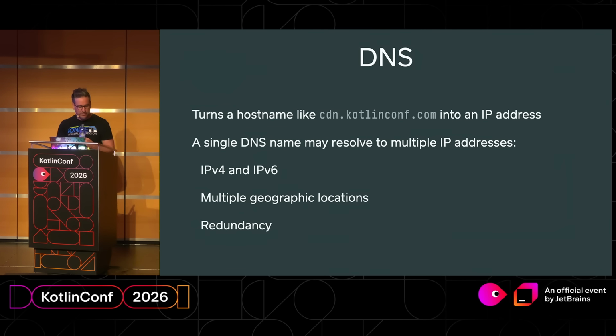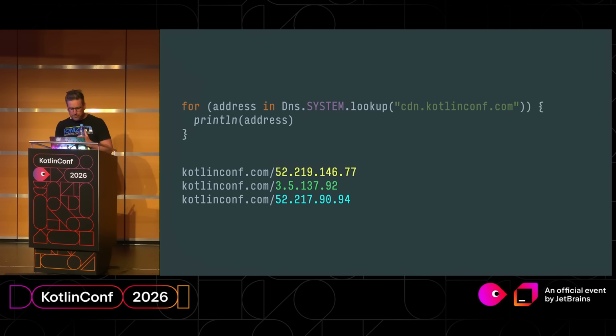Happy Eyeballs. OK, this is my second to last. Imagine you have a DNS hostname. It could resolve to multiple IP addresses for lots of different reasons. And so in this code example, we're looking up the hostname and printing 3 addresses for kotlinconf.com. And in this imagining, there is a yellow IP address, a green IP address, and a blue IP address.